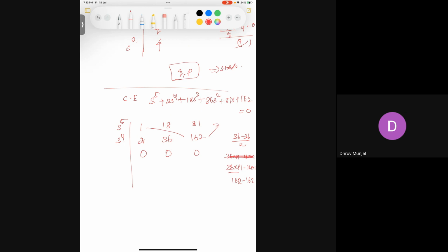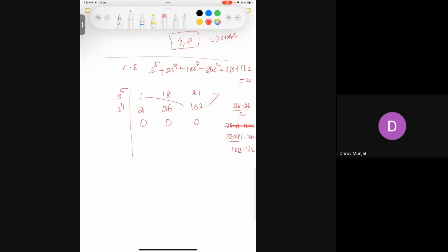So this will raise the case 2 problem, right? So then we write an auxiliary equation for this, with respect to the previous row. That is 2s power 4 plus 36s square plus 162 s power 0 equal to 0. So this is A, considering this as some random name. Differentiating it with respect to s, dA/ds is 8s power 3 plus 72s plus 0 equal to 0. You will be left with this.